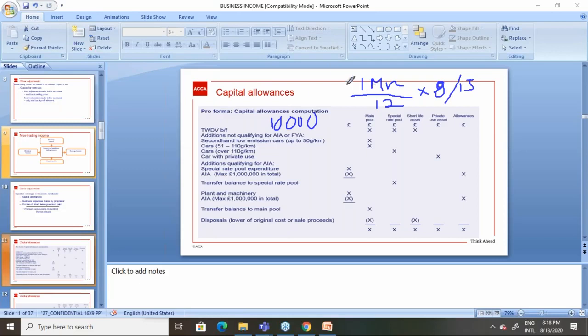And one more thing, like annual investment allowance, we don't have to time apportion first year allowance. Whatever the cost you incurred, 100% you can claim as first year allowance, notwithstanding the time period of the accounting period of the business.